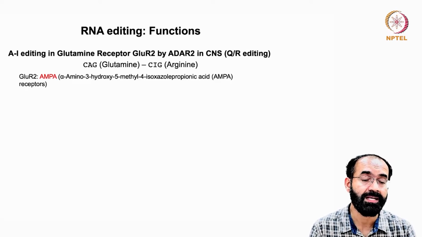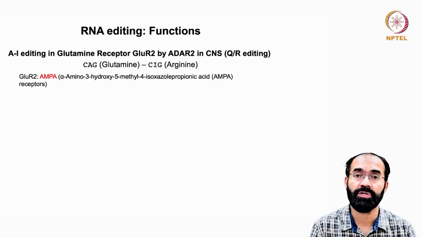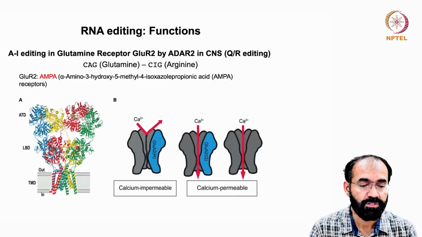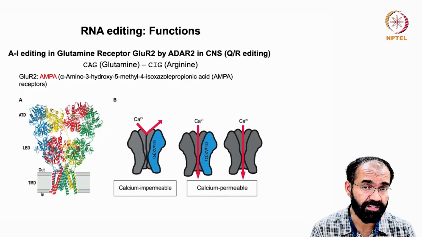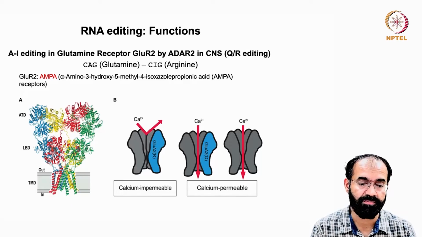And we are talking about the GluR2 subunit of the AMPA receptor. So this is how it looks. On the left hand side, panel A, you have the structure that resembles a typical space filling model, which is basically the crystallographic structure. This is derived using X-ray crystallography.